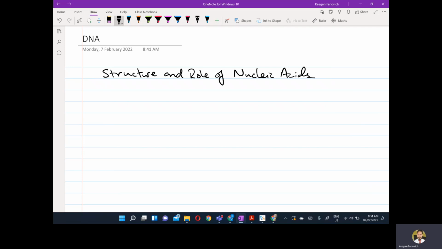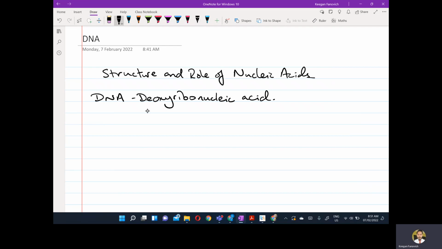Now, moving into this topic, for those of you who don't know, this is the start of Module 2, and we're going to be talking about DNA. Specifically, what we deal with in this chapter is DNA. Now, DNA stands for deoxyribonucleic acid.